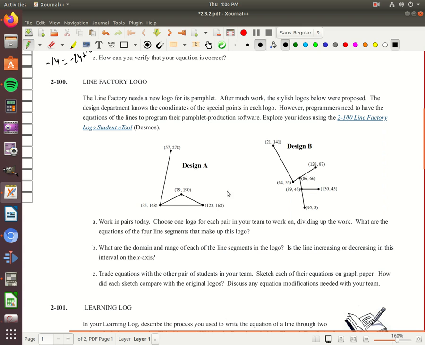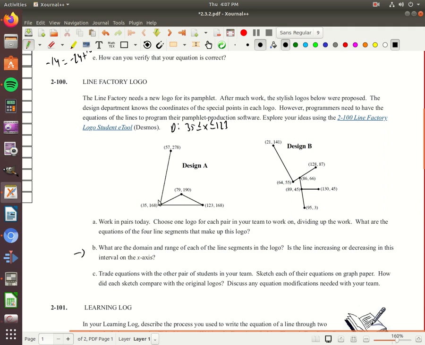Work in pairs today. Choose one logo or the other. Write the domain and range of each. And is the line increasing or decreasing in this interval? Trade equations with another team, and then make sure you're getting the same results. Okay, so long story short, I'm not going to do both designs. What I will do is I will do B. I will say the domain of this one goes between 35 and 123.